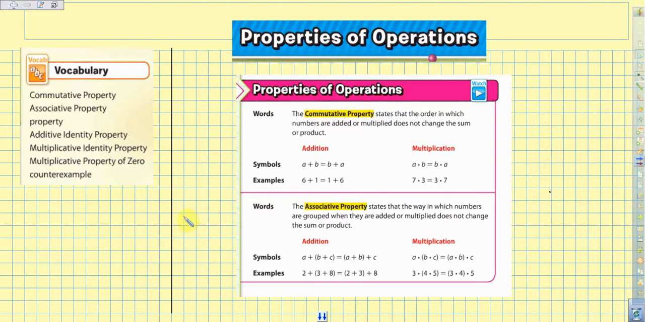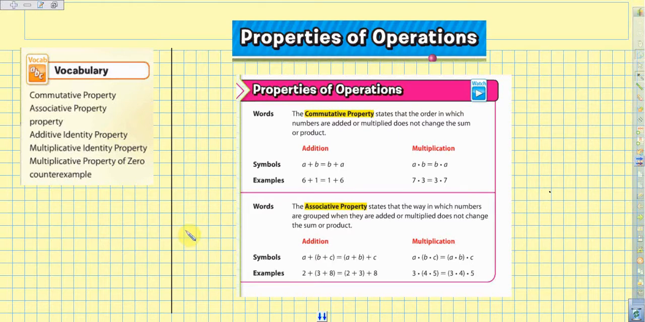Hi, welcome. Properties of operation. What we're going to do, a lot of this is review. We're going to go through all the different types of properties. We are going to leave off one property. We'll have a lesson all by itself. But we're going to go through the basics of properties.